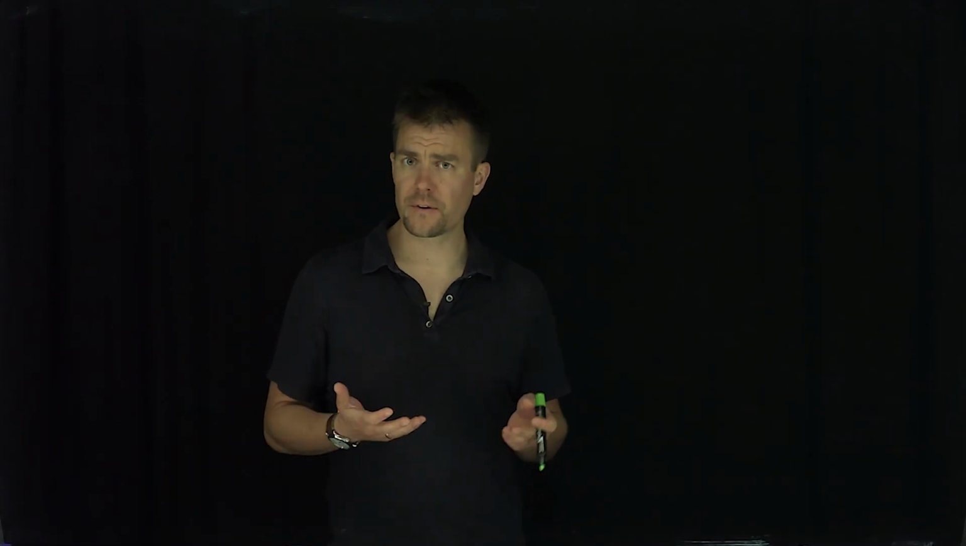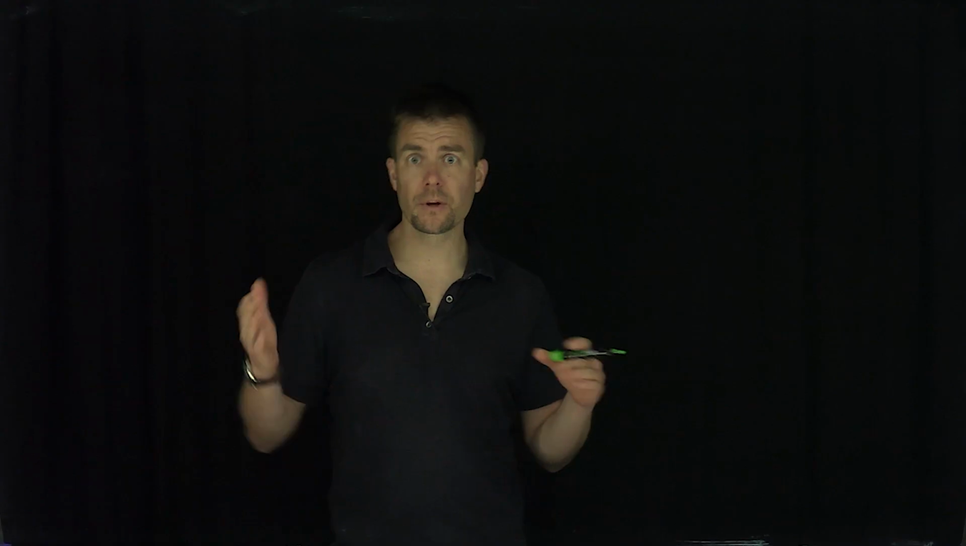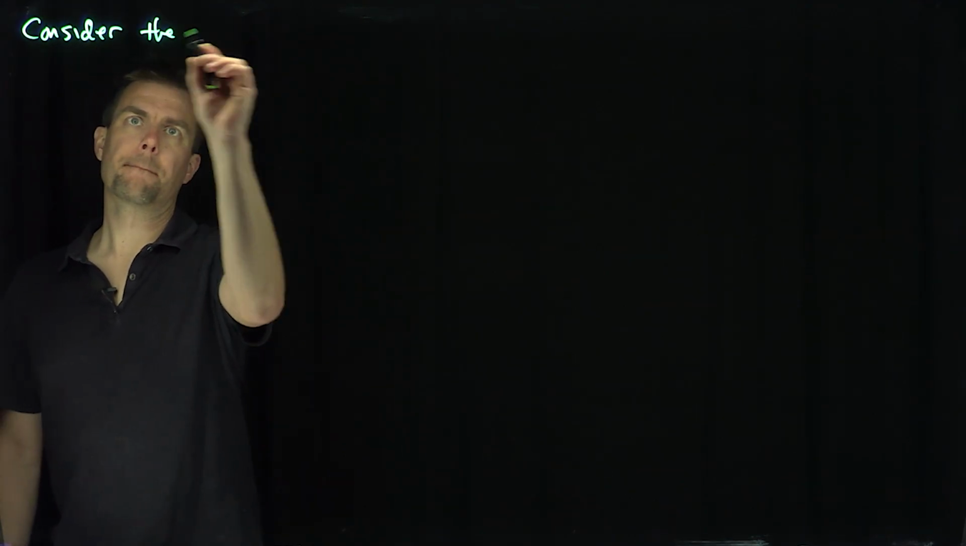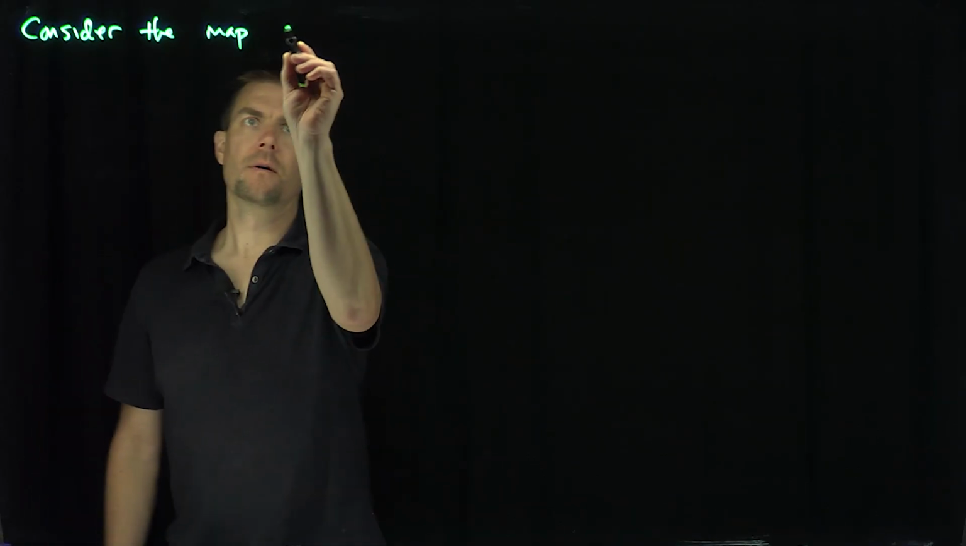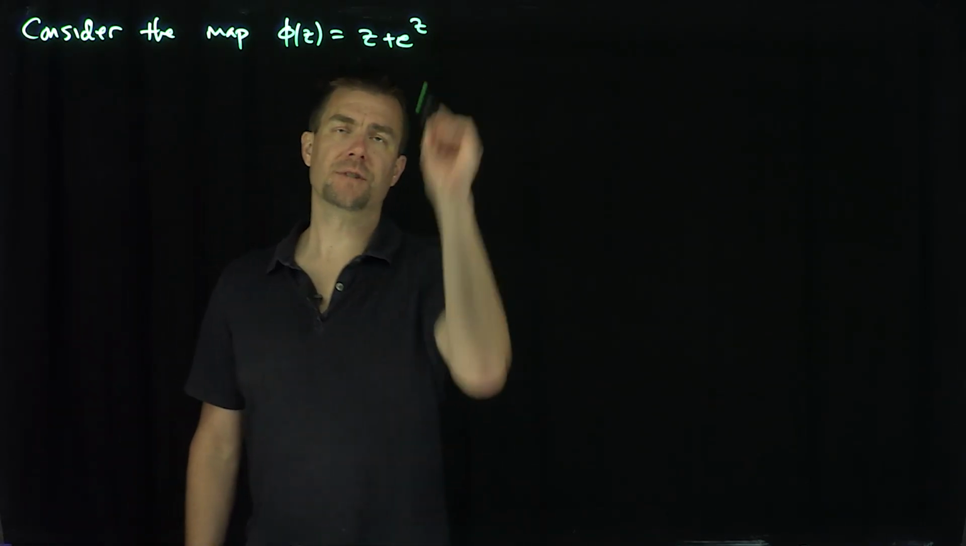Hello students, in this video we'll find a conformal mapping from a strip onto the entire complex plane with two intervals deleted. Let's consider the map phi of z, which is z plus e to the z.